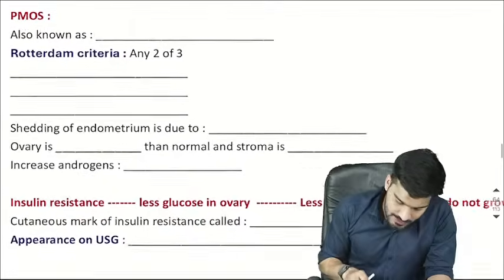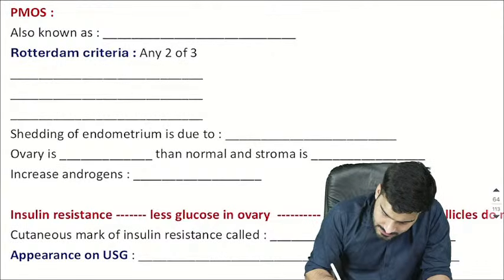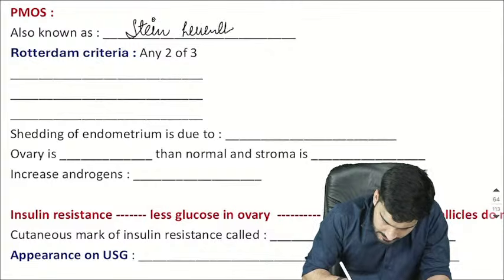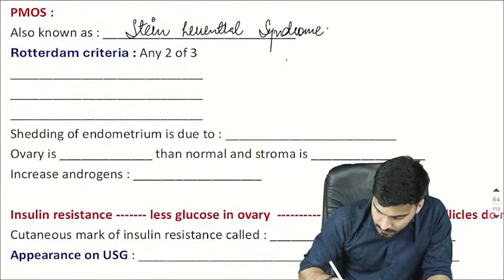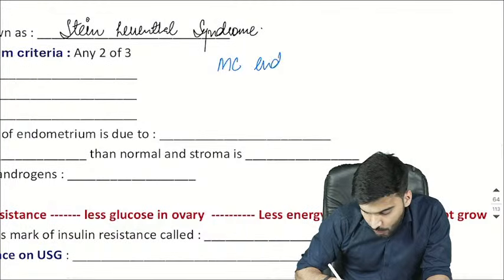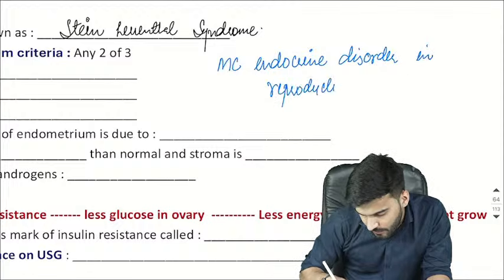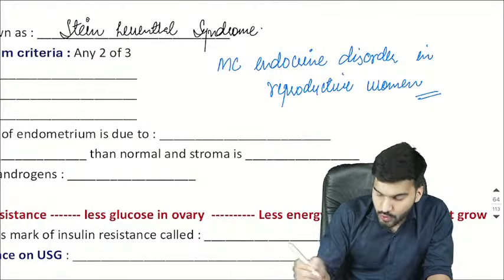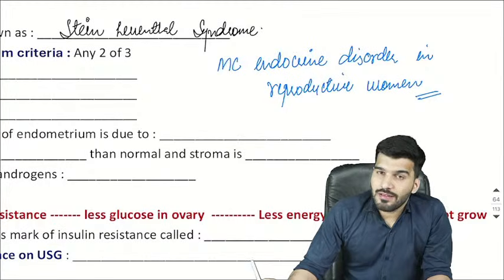Now this PMOS, polyendocrine metabolic ovarian syndrome, is also called Stein-Leventhal syndrome. And this PMOS is going to be the most common endocrine disorder in the reproductive age group, in reproductive women. This is the most common reproductive disorder, and the most common endocrine disorder in a reproductive age group.